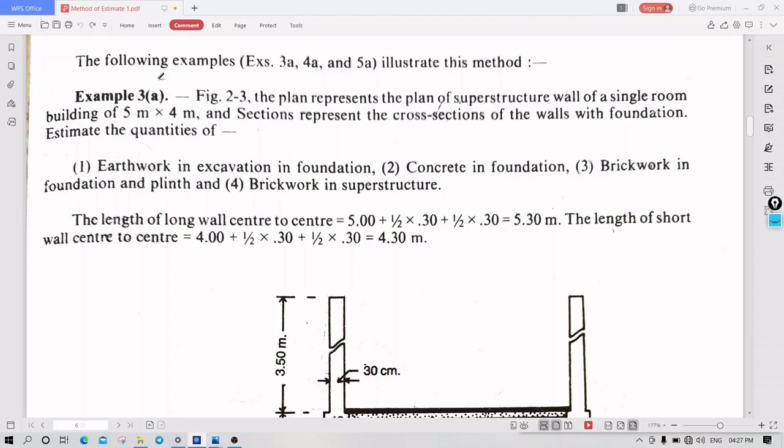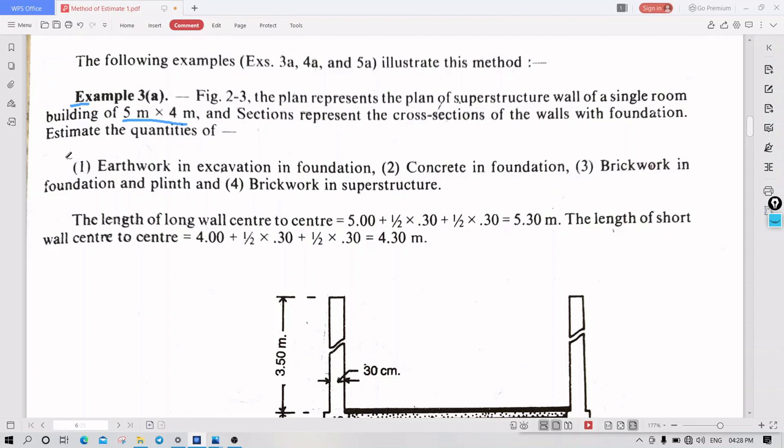Here example number 3 is there, in which a room is given to you. Example number 3: the plan represents the plan of the superstructure wall of a single building room, 5 meter into 4 meter, and the section represents the cross section of the walls with foundation. Estimate the quantities. Your question will be like this. Some buildings will have the plan, section, and elevation, and they will give the clauses so that you can estimate the quantities.